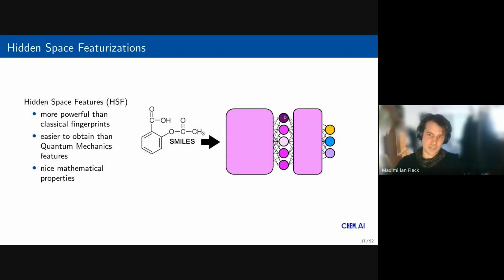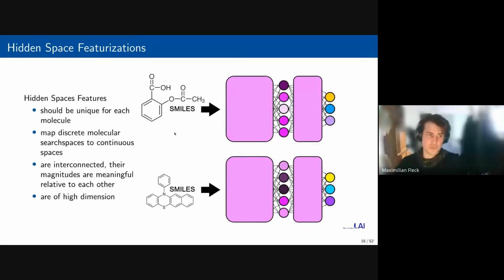Here's the visualization. We're basically just cutting the neural network and using the outputs of a hidden space. Those hidden space features should be unique for every molecule, so when you input a molecule A and a molecule B, you should not only have different training outputs, you should also have differing hidden spaces. This really allows us to map discrete molecular search spaces to continuous spaces, since those latent spaces are continuous, especially when we assume that those models are trained with regularization and everything.